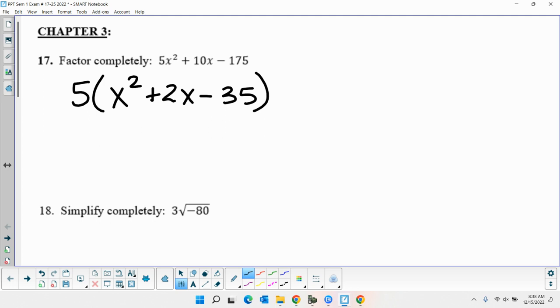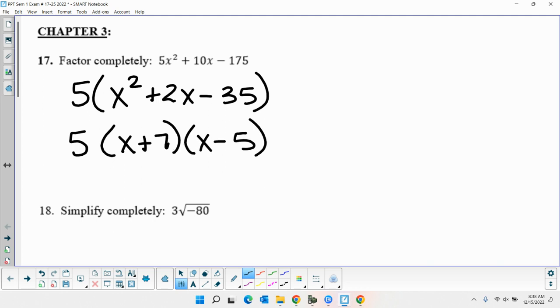So I look for factors of negative 35 that add up to positive 2, which would be a positive 7 times a negative 5. When I multiply those two, I get negative 35. When I add those two, I get the positive 2. We're done.